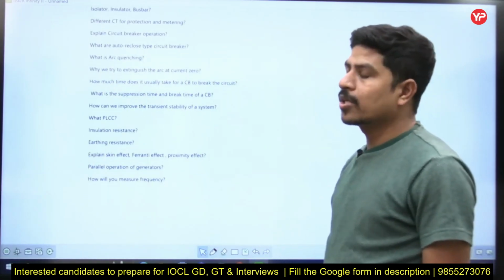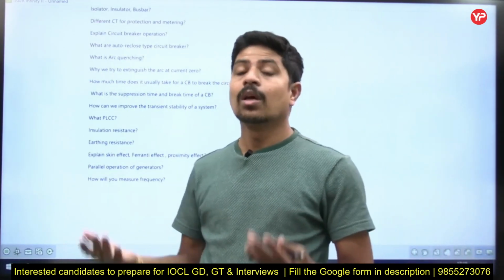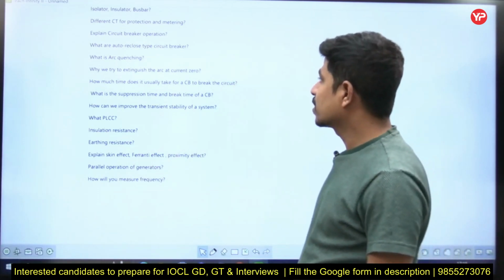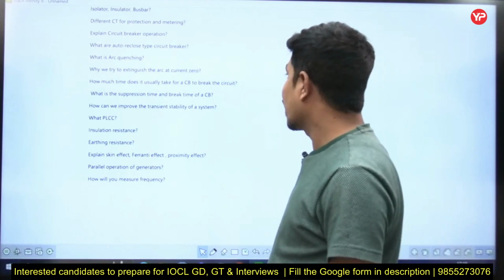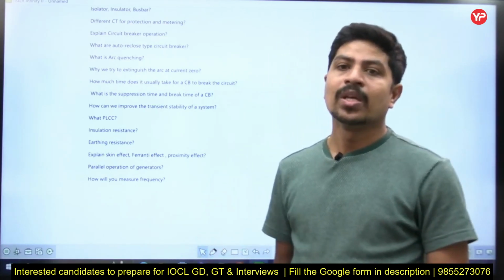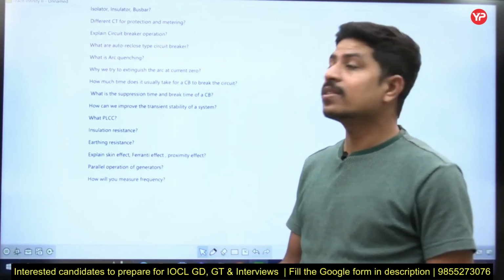You know, whenever a circuit breaker opens, an arc will form. Then what is arc quenching and how will the arc be quenched? Next, why do we try to extinguish the arc at the current zero point? Generally, the arc will be extinguished at the current zero point. What is the reason for that?